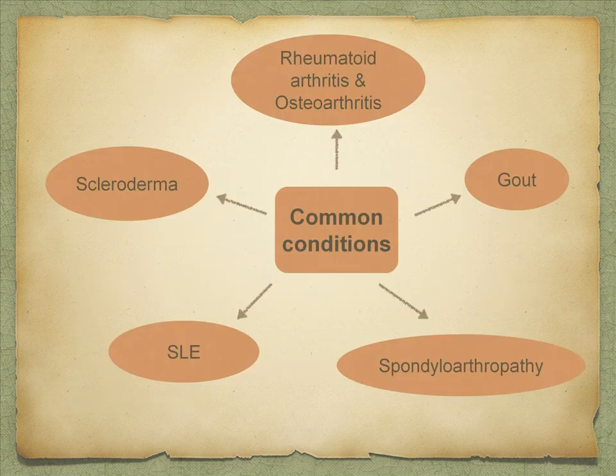We get to see patients with different types of conditions in physio clinic. This includes rheumatoid arthritis and osteoarthritis, scleroderma, lupus, spondyloarthropathy, gout, etc. In this presentation, we shall focus on three commonly seen conditions, which are rheumatoid arthritis, spondyloarthropathy, and scleroderma. I will talk about the clinical presentations and physical impairment that physiotherapists will assess before planning their intervention.